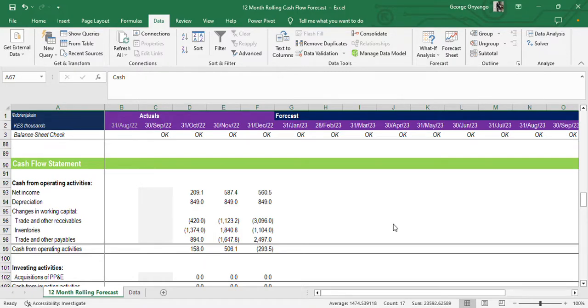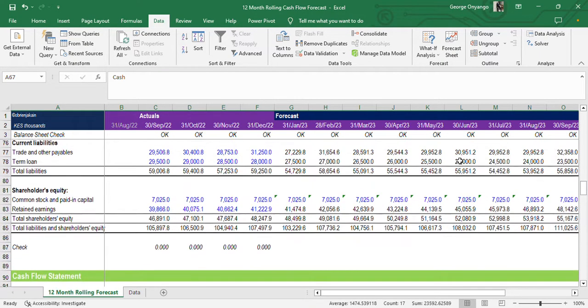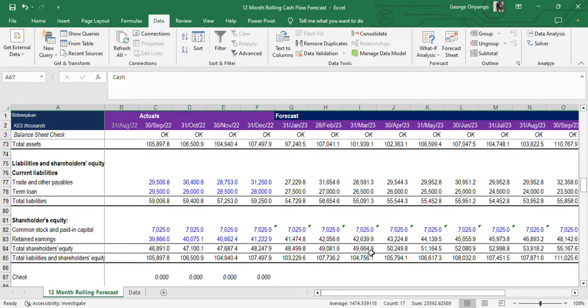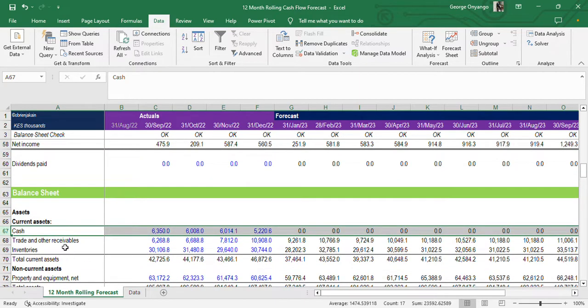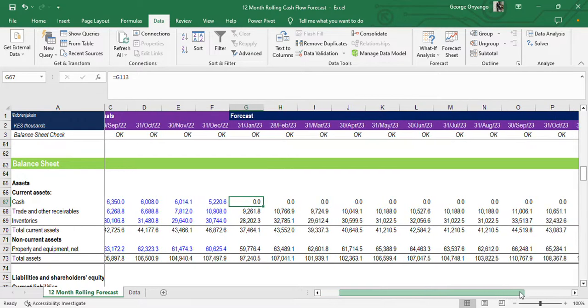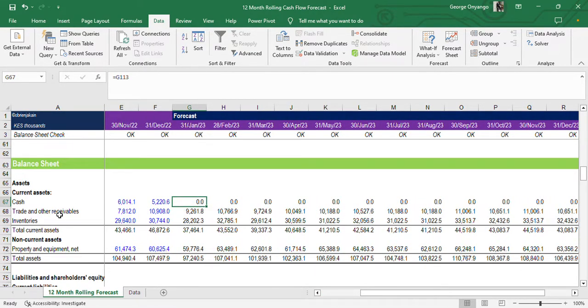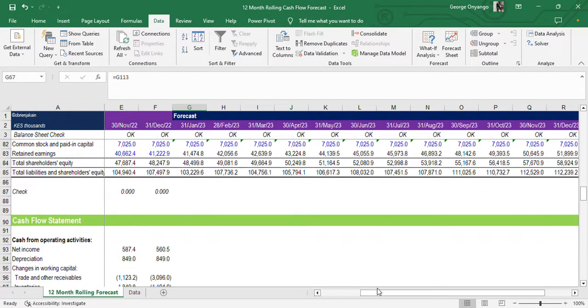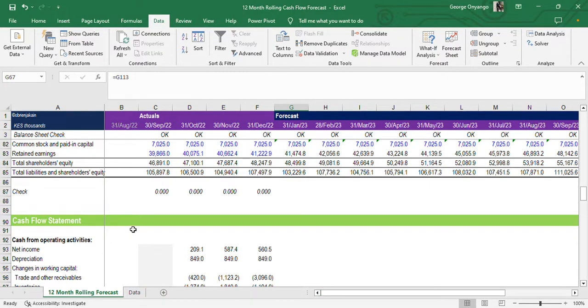Welcome back. Previously, we were dealing with the balance sheet and we were able to fill almost everything except for cash. As you can see, we don't have the forecast for the cash. This is because we have not completed the cash flow statement. So together, let's look at the cash flow statement.